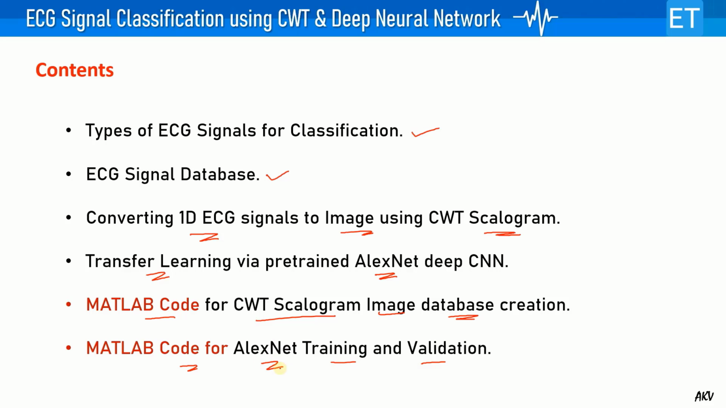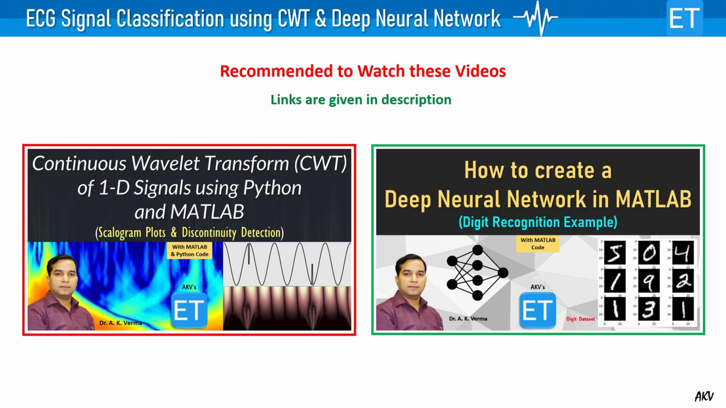used for classification. But before going ahead, I request you to watch the following two videos of mine. One is about the continuous wavelet transform of one-dimensional signals using Python and MATLAB. The link of this video is given in the description. In this video, you will get the theoretical idea of the continuous wavelet transform, and you will be able to see how you can get the continuous wavelet transform coefficients using Python as well as MATLAB.